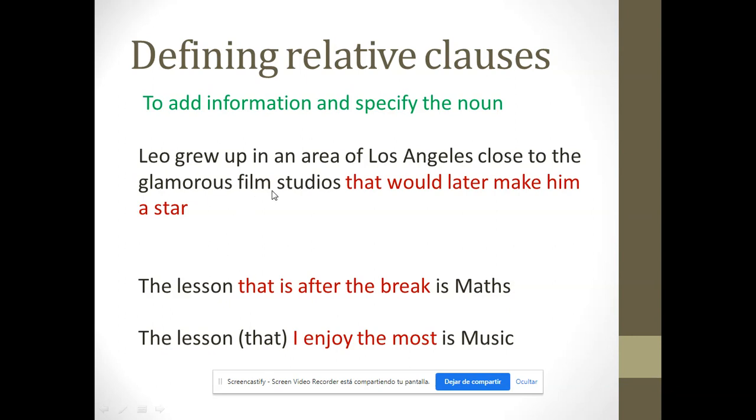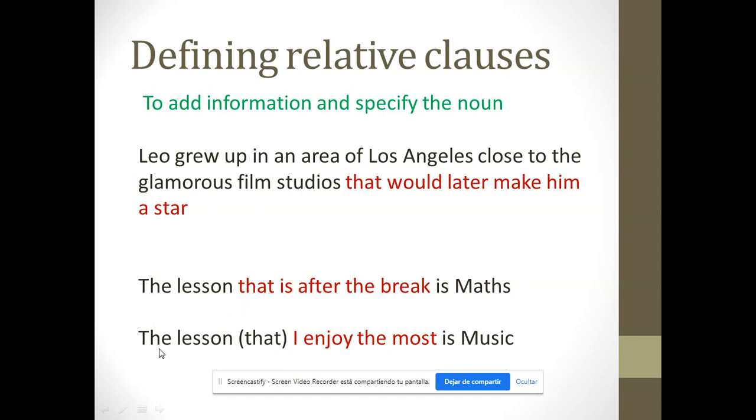In this case, the sentence is referring to the film studio. There isn't another person that would make him a star or any other subject. So you cannot omit the relative pronoun. In this case, the lesson is again the subject. There isn't anything else that could be the subject of the sentence. So I cannot omit this, that.